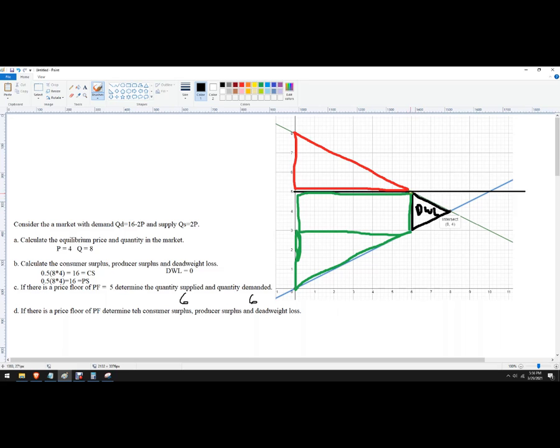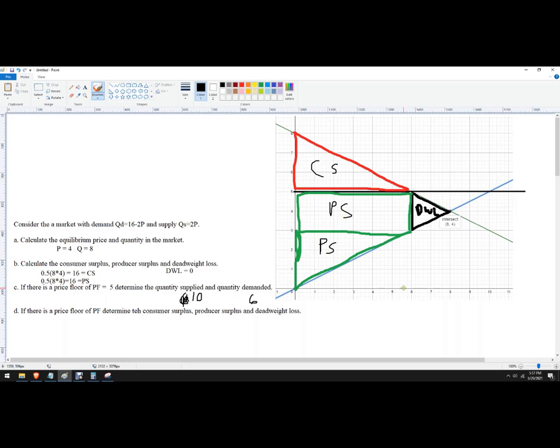So follow this to where it hits the demand curve, but then the quantity supplied is actually 10. So I misspoke there. It's 10. Okay, is there a price floor? Determine the consumer surplus, producer surplus. Okay, so consumer surplus is just the area of this. Okay, so just do that in the calculator.